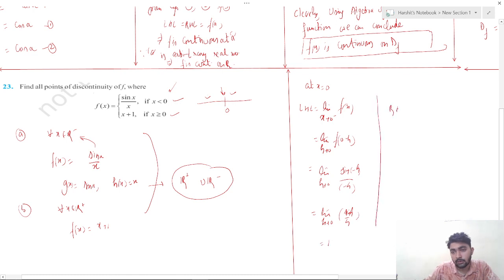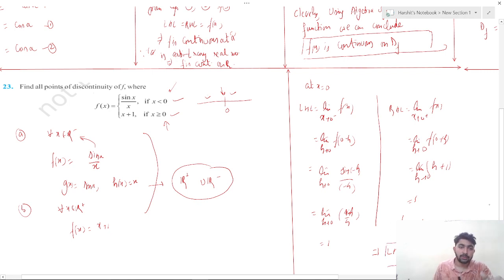Now what about the RHL? RHL is limit x tends to 0 positive f of x, that is limit h tends to 0 of f of 0 plus h, and we can find this value by the second piece, that is h plus 1, and if you apply the limit we will get 1. And what is f of 0? F of 0 value is 1, so it implies that LHL equal to RHL equal to f of 0. It implies that f is continuous at x equal to 0.